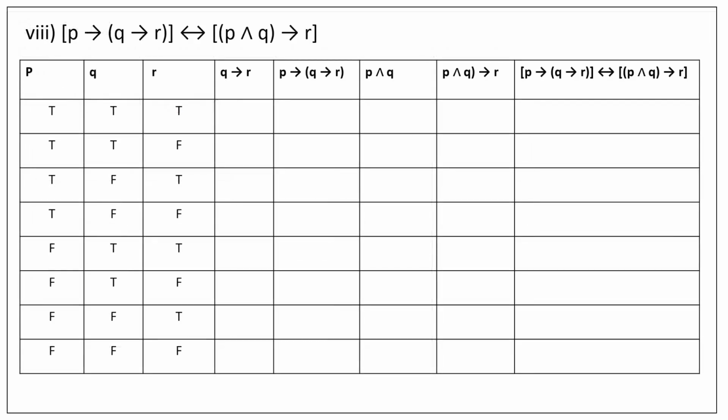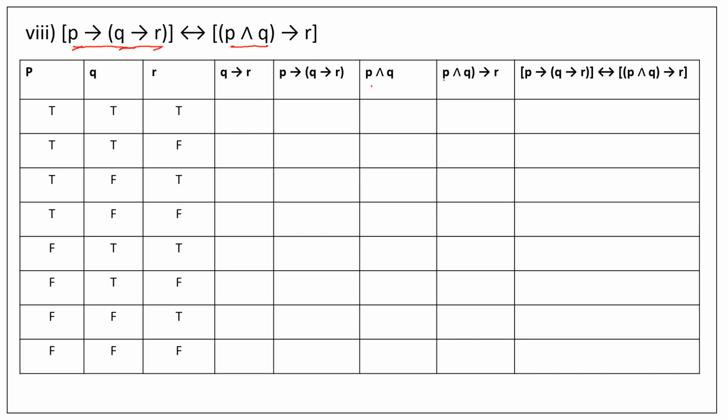Next one. See the statement pattern. In this statement pattern, 3 prime components are there: P, Q, R. So we take the first as P, second Q, third one as R. Then the next column will be Q implies R. Then this bracket, P implies Q implies R. Next column, this P and Q.